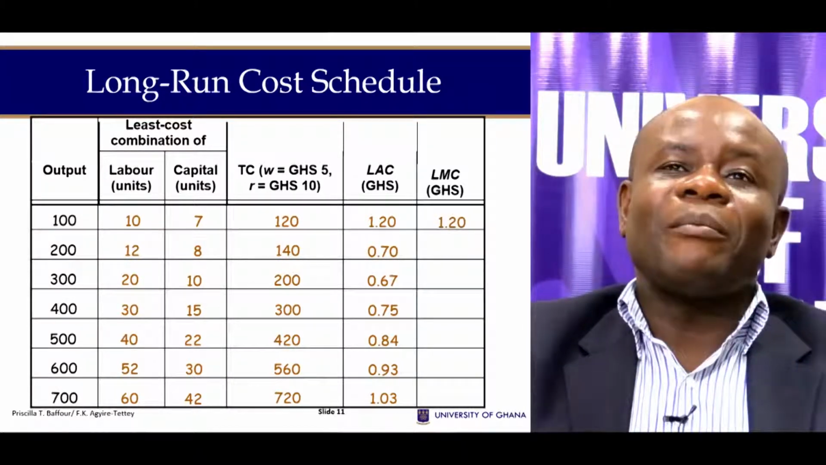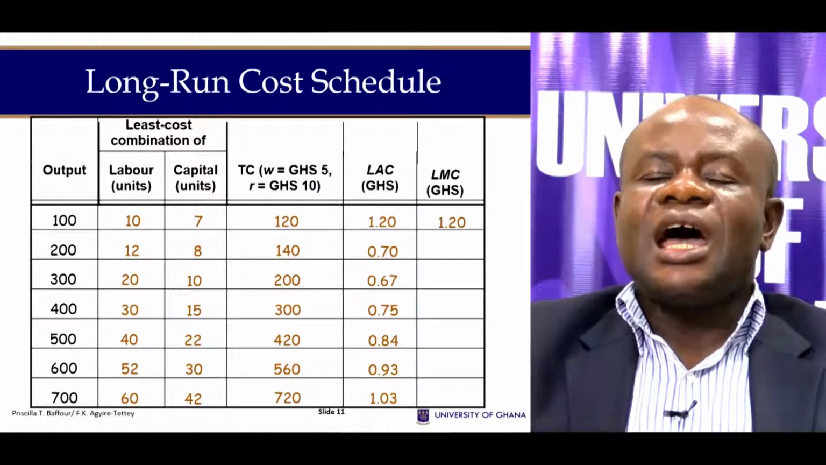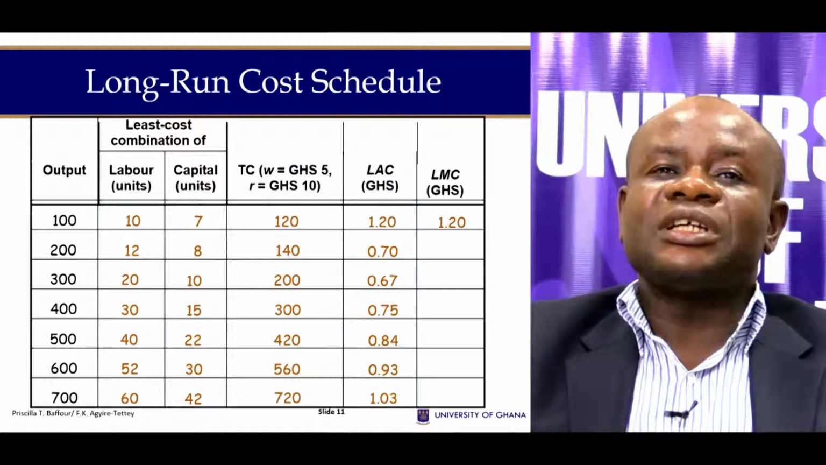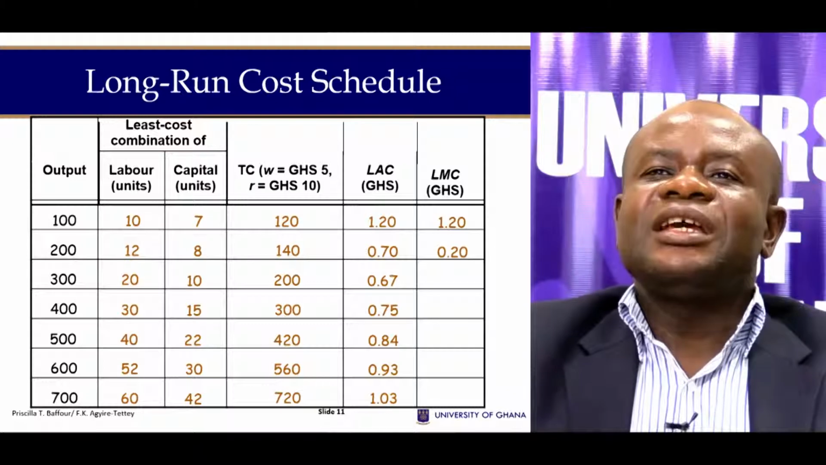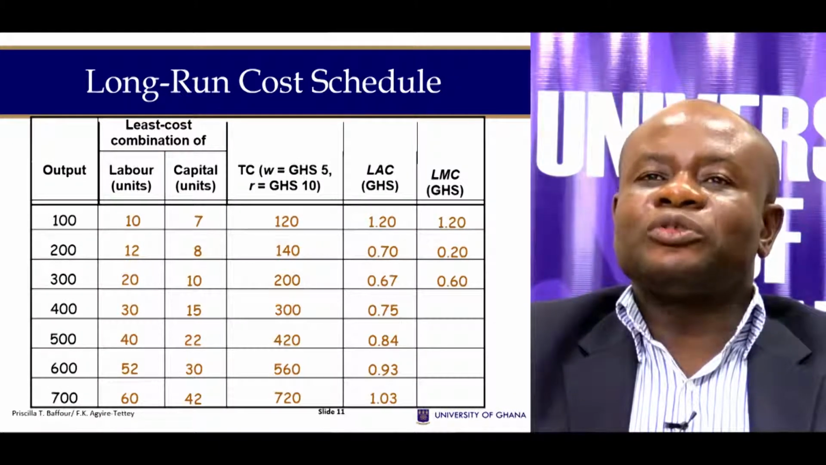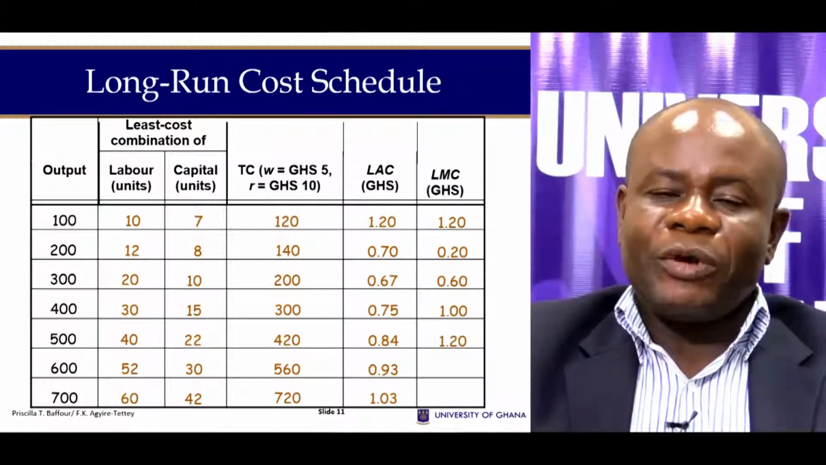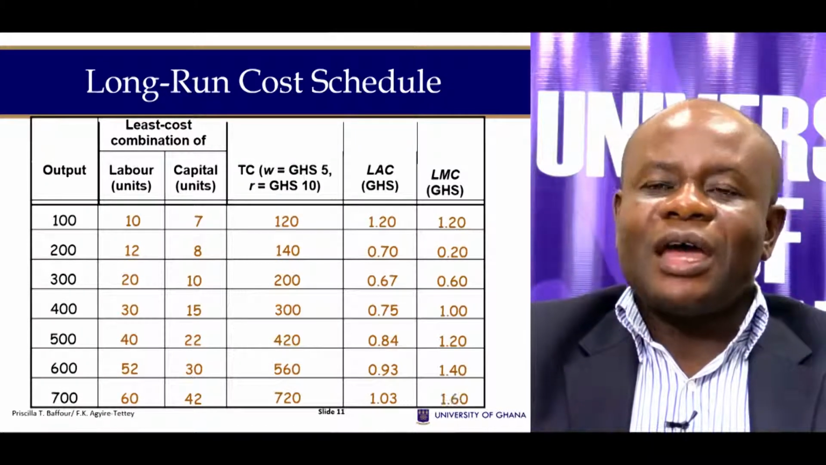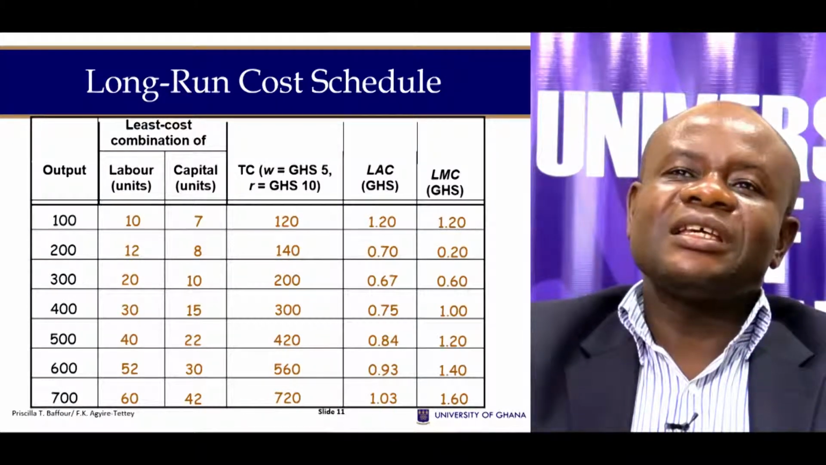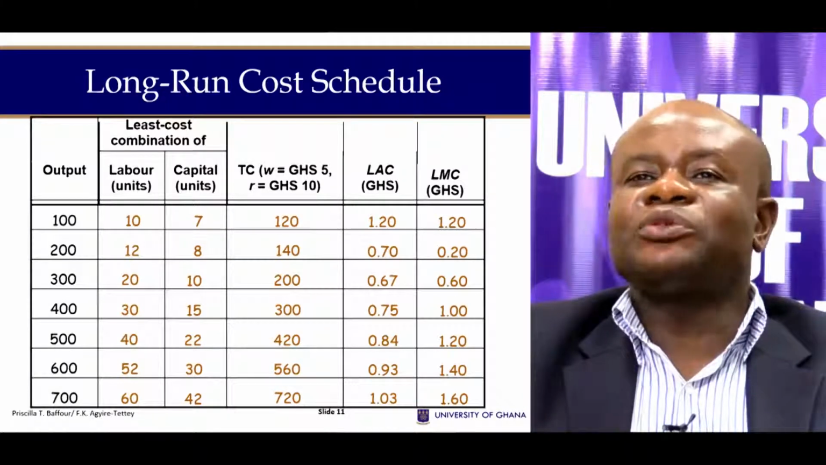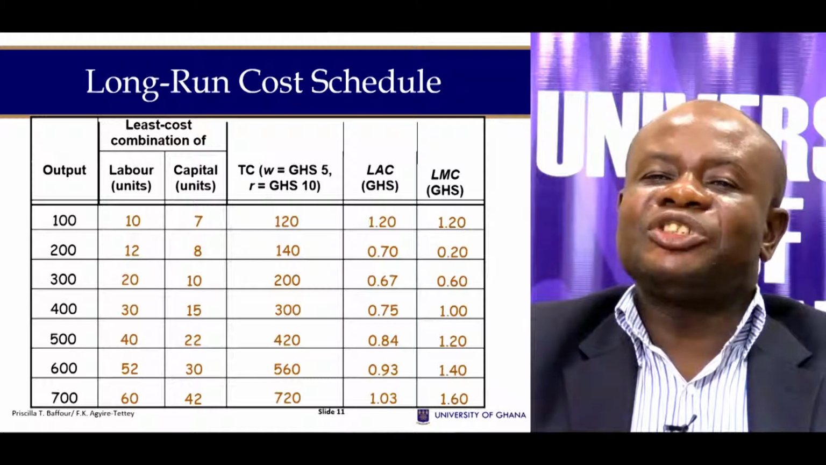We can do the same for marginal cost. We know that marginal cost is the change in total cost divided by the change in output. So the first one gives you 1.2, then it falls to 0.2 and rises to 0.6, to 1, to 1.2, to 1.4, and 1.6. So again, here we see that marginal cost begins at 1.2, falls to 0.2, and begins to rise. So again, it is U-shaped.